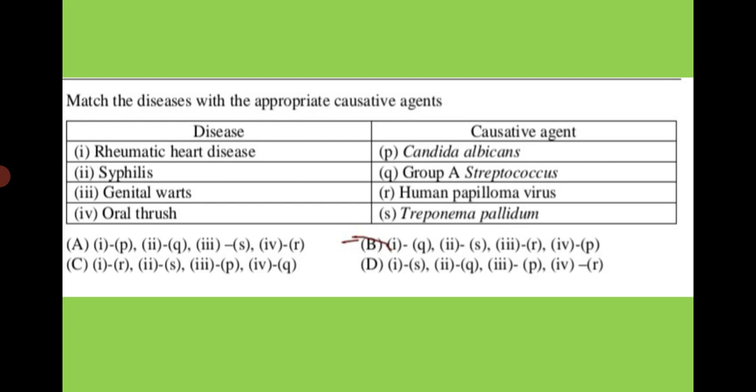Oral thrush: the causative agent for oral thrush is a fungus, Candida albicans, and this causes lowering of the pH at the site of infection. So first Q, second S, third R and fourth P. Option B is the answer of this question.